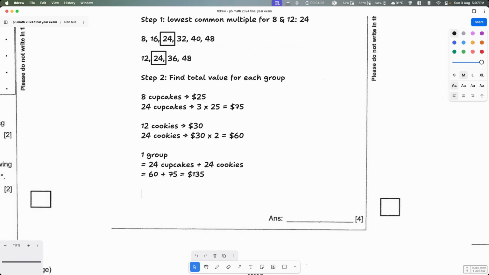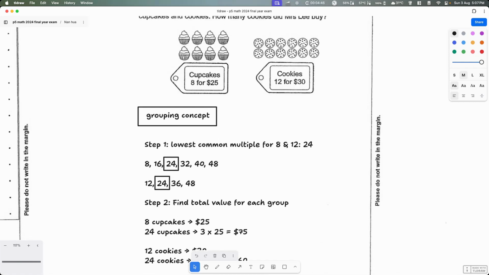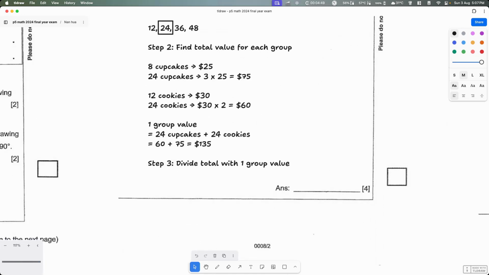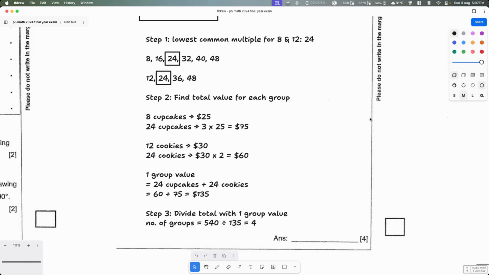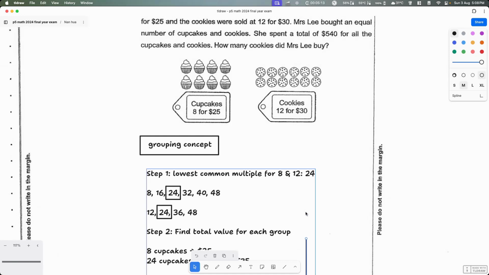Then lastly, step 3, this will be divide the total by the one group value. So in this case, this will be 540 divided by 135. So the number of groups is equal to 540 divided by 135, which should be 4. Let me see. 540 divided by 135. So we get 4 groups. And then you can solve this already, right?